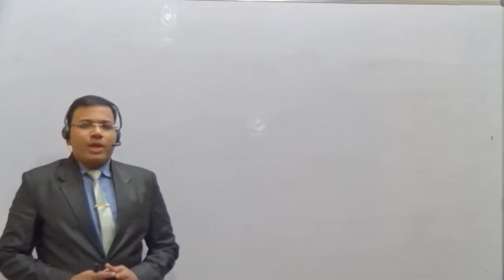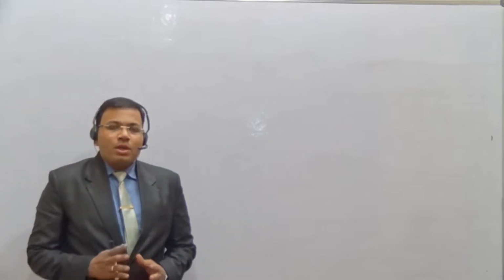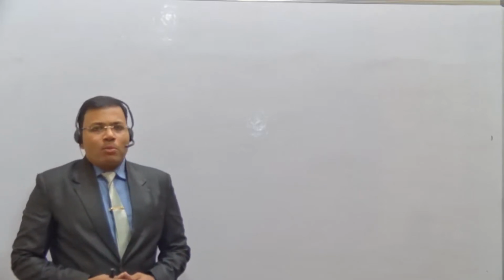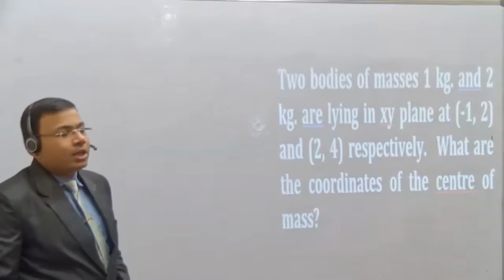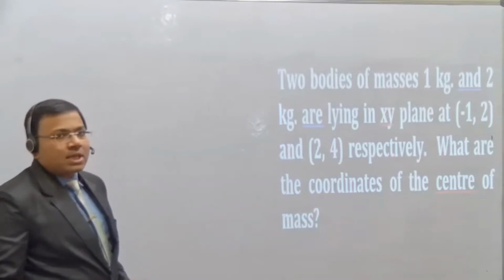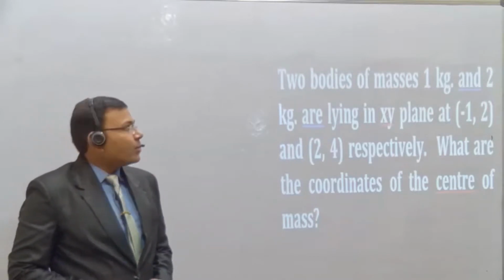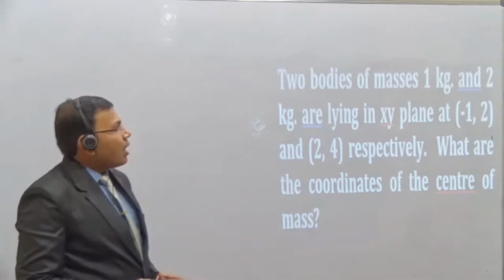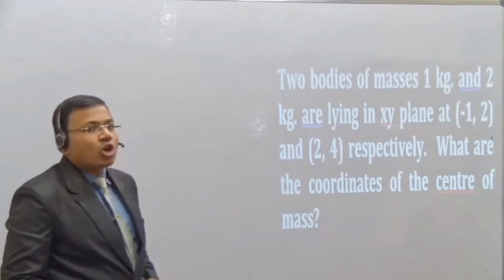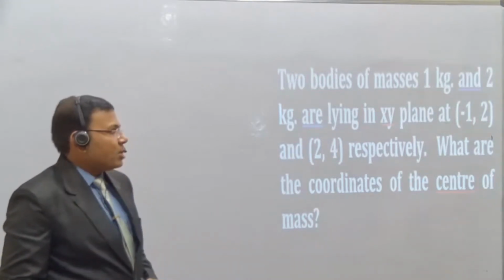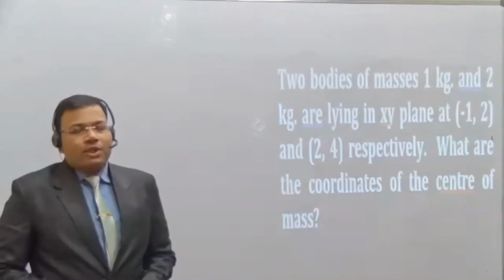So students, we have seen how to calculate the position of the center of mass in 1 dimension, 2 dimension and 3 dimension. Let us take a few problems as examples for this concept. The first problem on the board, you can see clearly: 2 bodies of masses 1 kg and 2 kg are lying in the xy plane at the points -1, 2 and 3, 4 respectively. What are the coordinates of the center of mass?